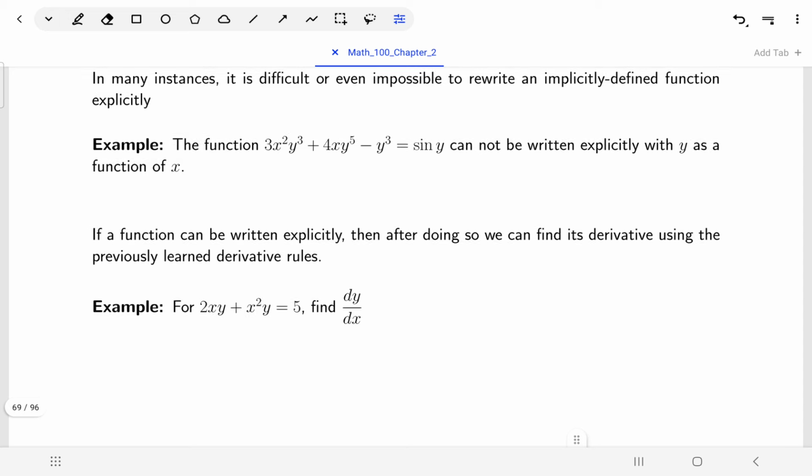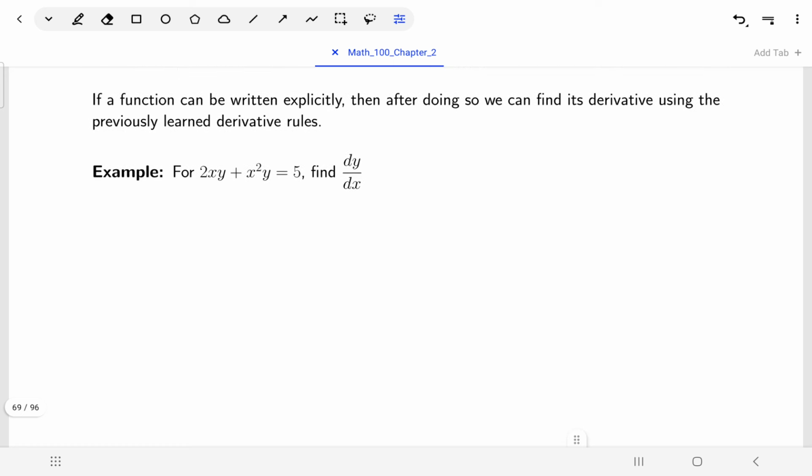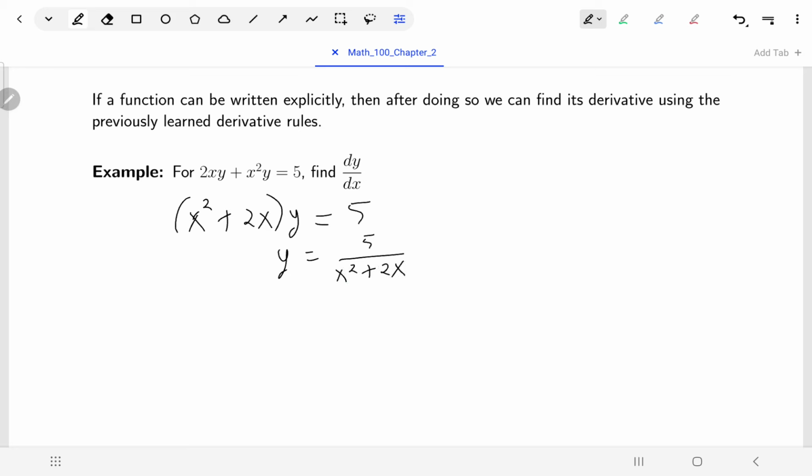But for functions like the one that we saw before, the one where we can write it explicitly, we can find the derivative just using the rules that we've known from the past. So my plan was factoring out the y from the x squared and the 2x, and then I wrote it as y equals. And now that I've done that, I can go ahead and find my derivative just by using my derivative rules.